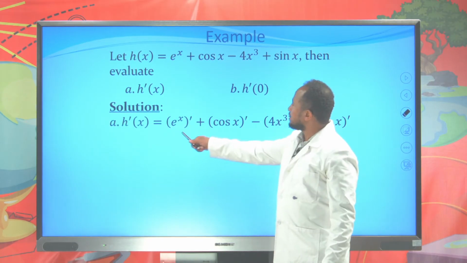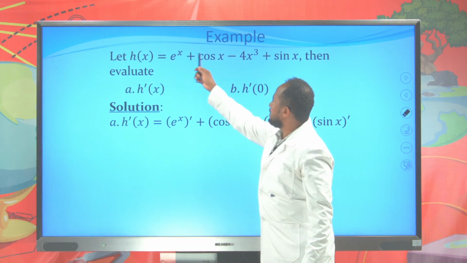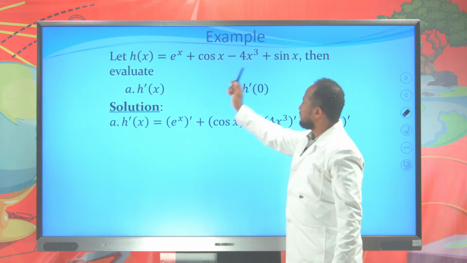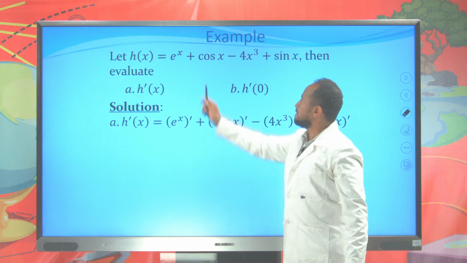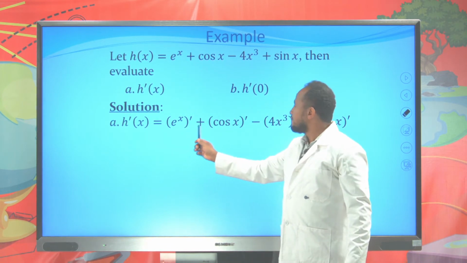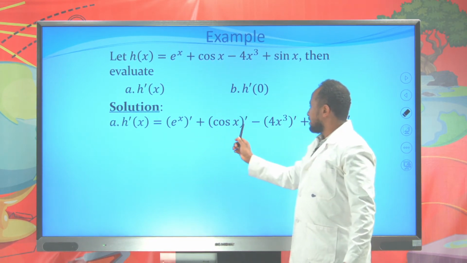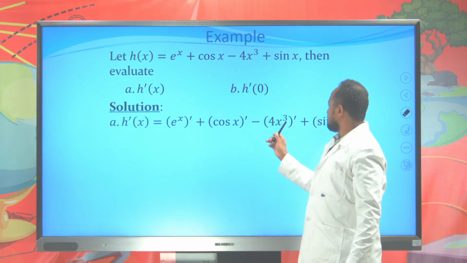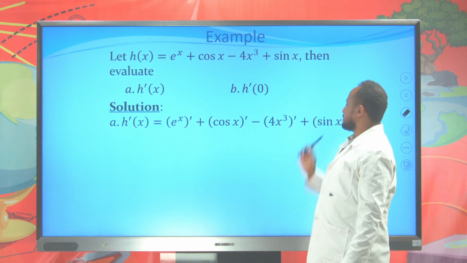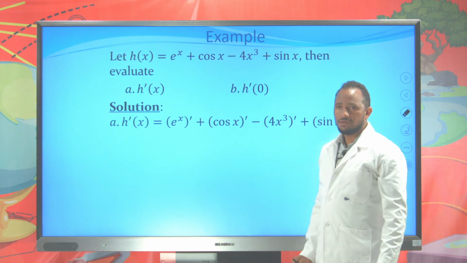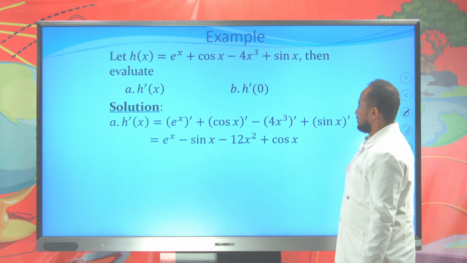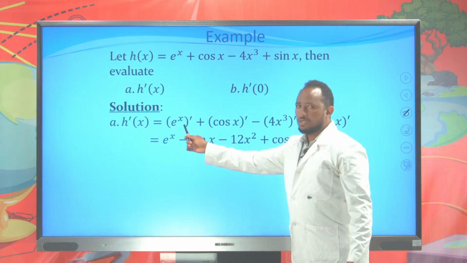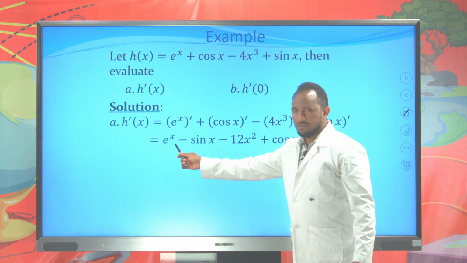H derivative of x means you can differentiate each function individually. Therefore, h derivative of x means e raised to x derivative, plus cos x derivative, minus 4x cubed derivative, plus sin x derivative. This is it. Therefore, e raised to x derivative is equal to itself. It's e raised to x.